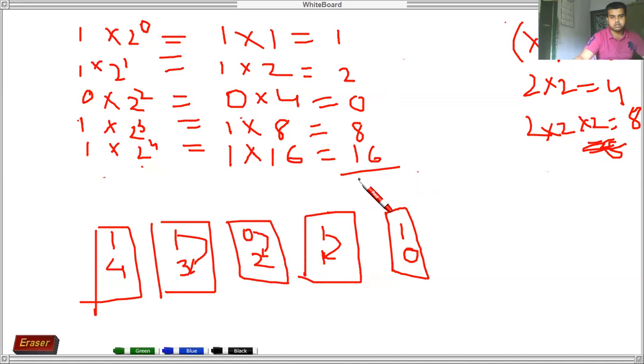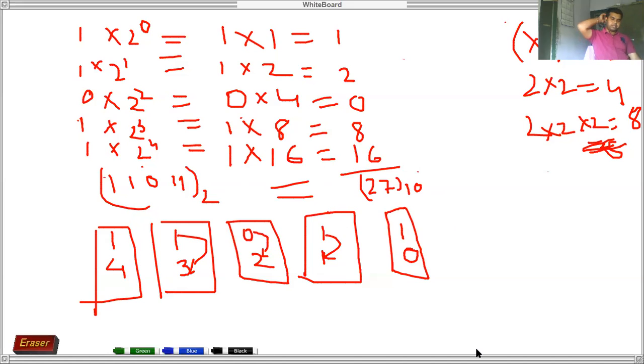Okay. So what was our question? Our question was, we had a binary number 1 1 0 1 1. What is the number in decimal format? This is the decimal value, that is 27. So 27 in decimal is written in binary format in this form, 1 1 0 1 1.